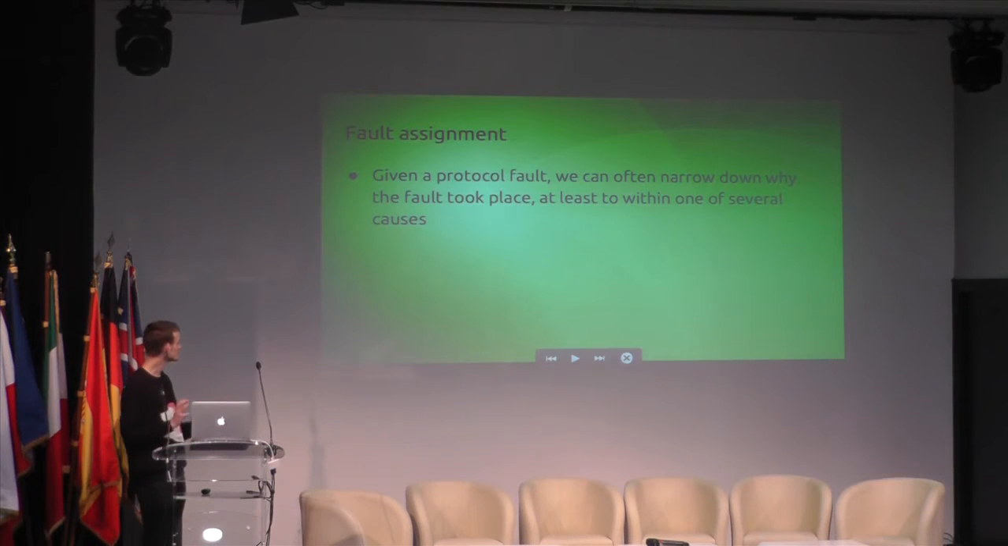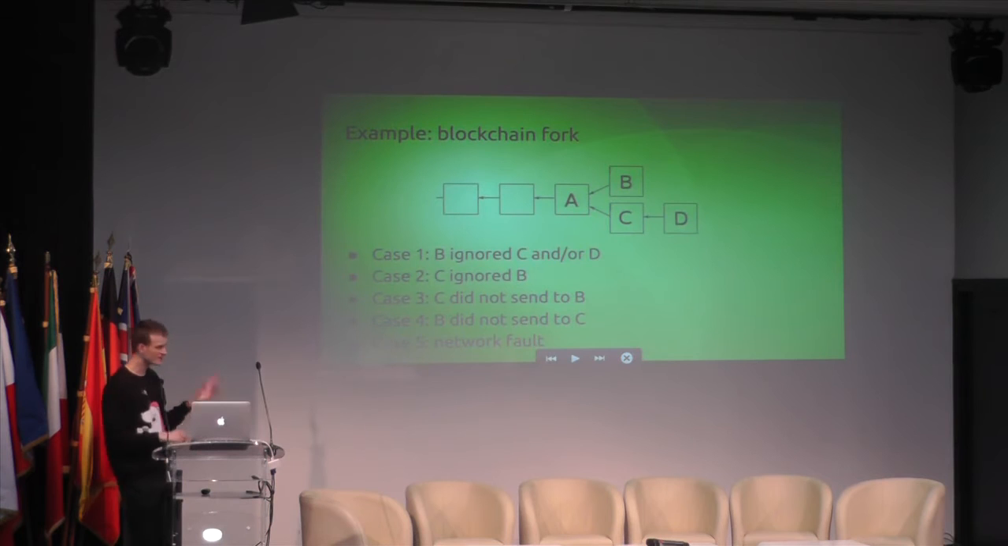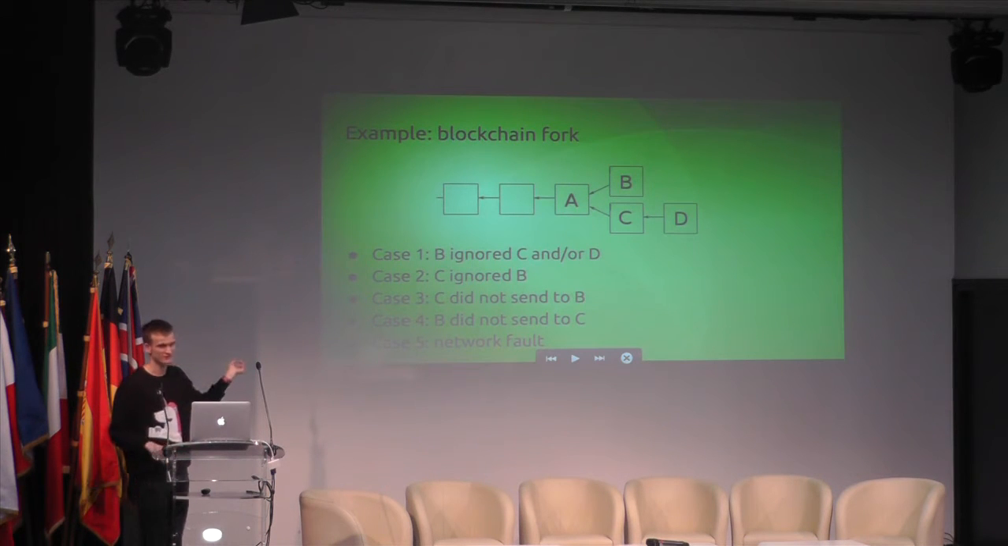Fault assignment. Given a protocol fault, we can often narrow down why the protocol fault took place. Given a fault in the protocol, we can often narrow down what faults in individual nodes could have led to the fault in the protocol, and often we can do this to at least one of several causes. One example here is a blockchain fork. This is just a very simple example on a simple protocol. In some way it is the simplest protocol fault that you could have.